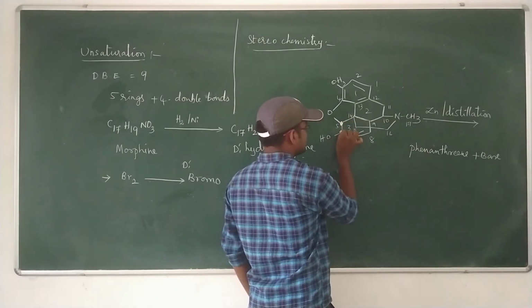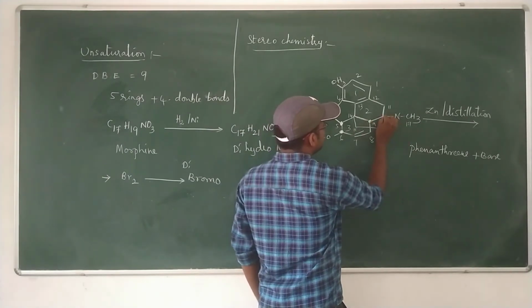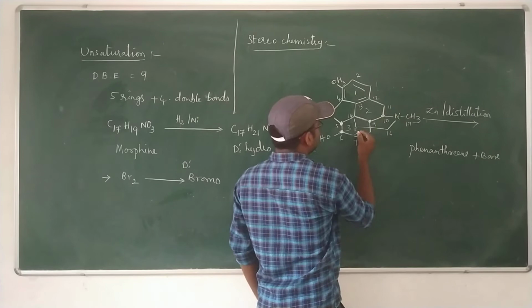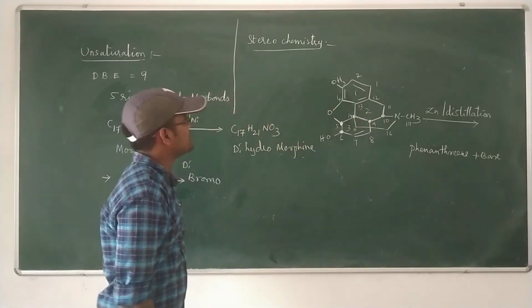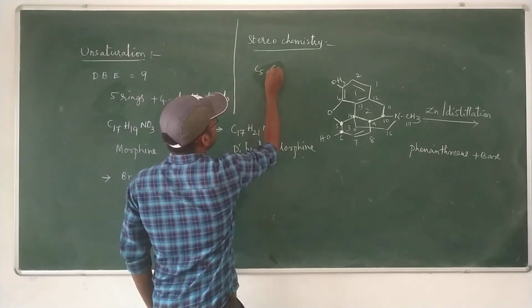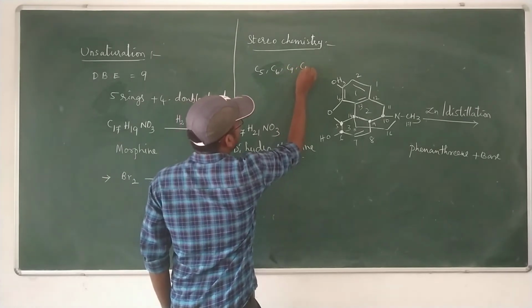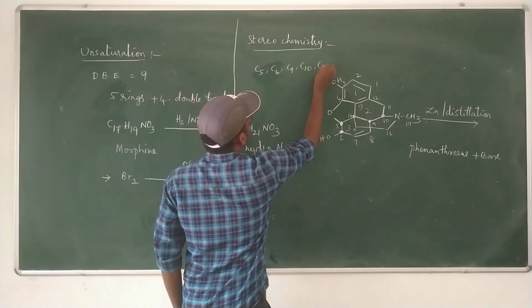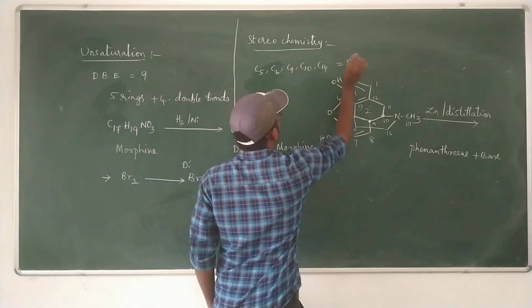The second one is the sixth. The third one is the ninth. The fourth one is the 10th. And the next one is the 15th. In the morphine structure, the asymmetric carbons are C5, C6, C9, C10 and C14. The number of asymmetric carbons is 5.